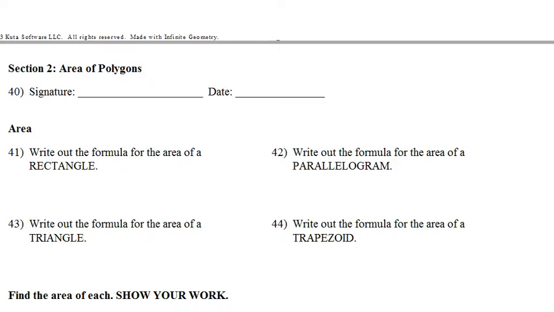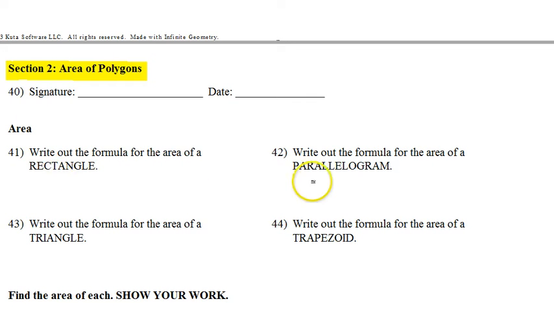Right now we'll be covering Unit 6B, Volume and Area, and specifically Section 2, the area of polygons. Now there are a few different polygons we're going to be covering in this section. The first four are a rectangle, a parallelogram, a triangle, and a trapezoid. They all four have different formulas for the area, and we're going to have to find the base and height of each figure to be able to find the area of each.